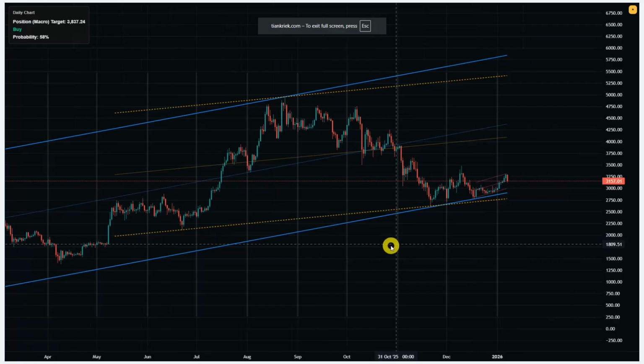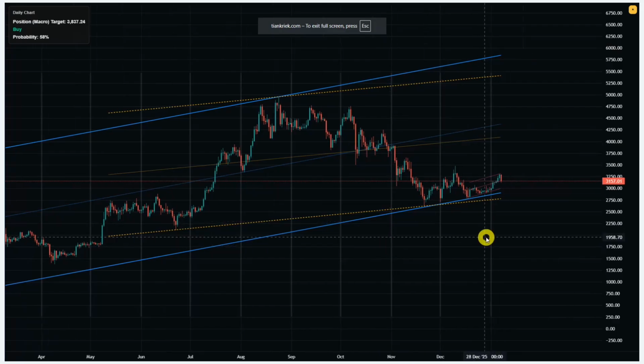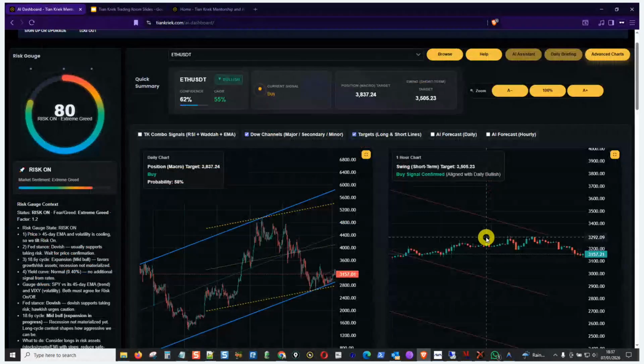And this one also bounced against support. Look at that, exactly the same as Bitcoin. So I like that. I like what I'm seeing here. But again, it's the same as Bitcoin. You can wait until after the weekend.